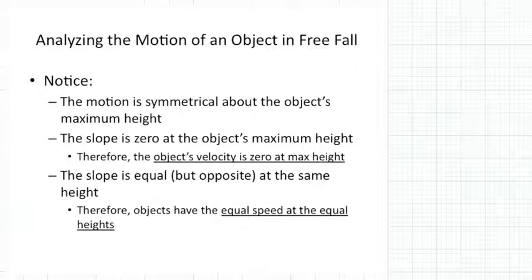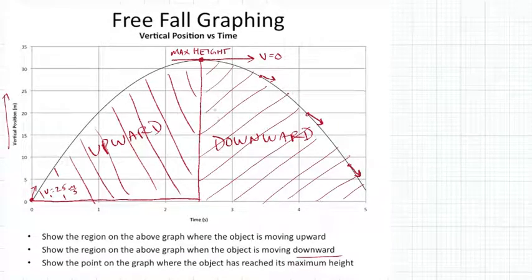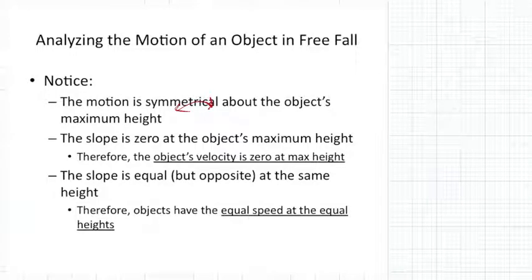Let's go back to the previous slide right here. You can see the maximum height, if we draw a line straight down, it's symmetrical on both sides. It's not like it goes up slow and then comes down much faster, or goes up fast and comes down slow. It goes up and comes down at the same rate. And therefore, we can say that the graph is symmetrical about the object's maximum height, or about the center, you might say.